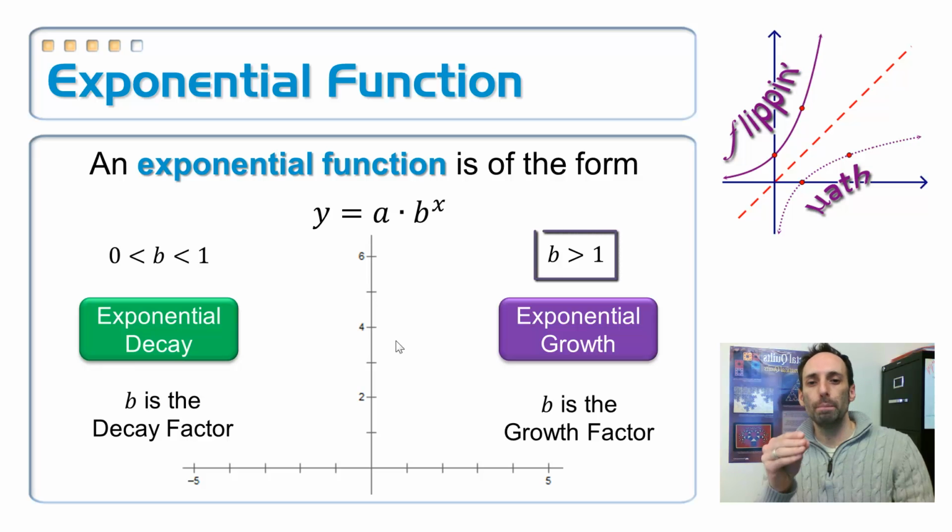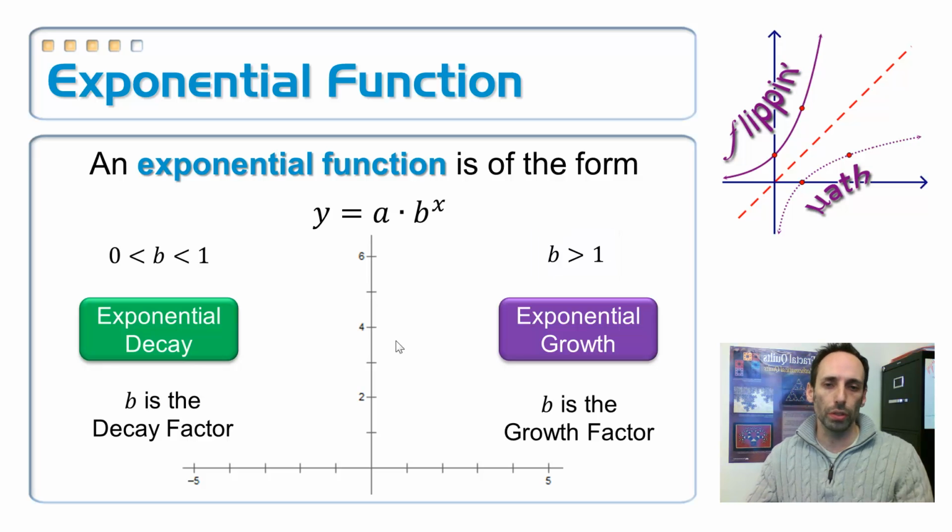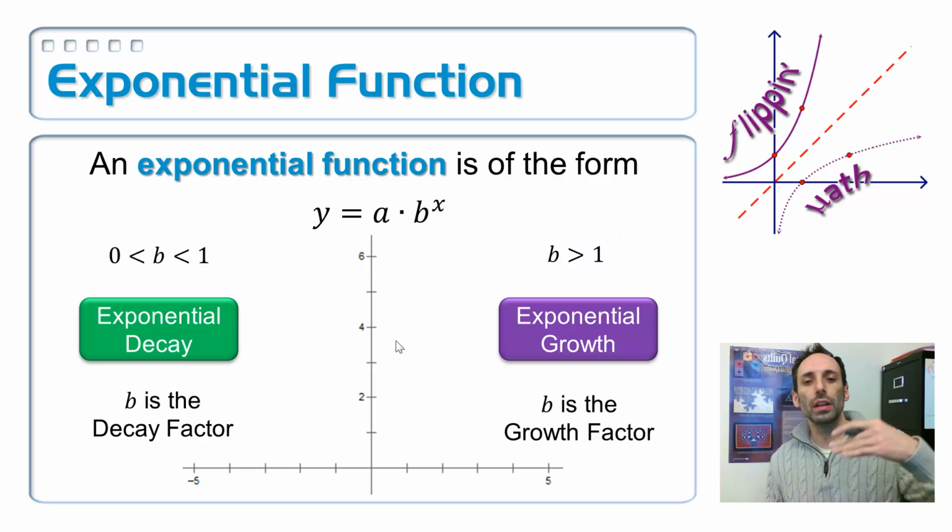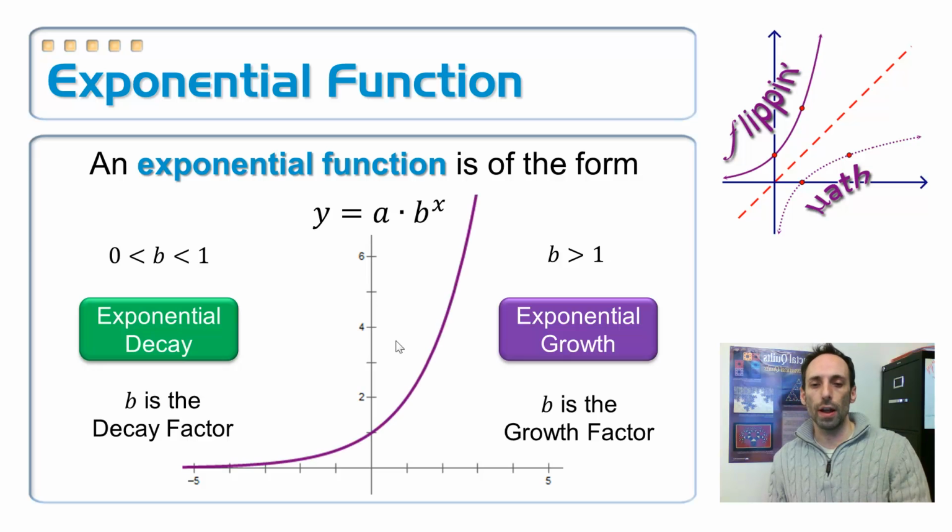So if b, the base right there, is bigger than 1, like the first exercise we looked at, it was a 2, a 3, and a 4, then this thing is going to get bigger and bigger and bigger. It's going to be exponential growth. And so your graph is going to look like that purple thing right there, very similar to the flipping math logo right up above my head. And the b is the growth factor. It's how much it's growing by each time you take powers.